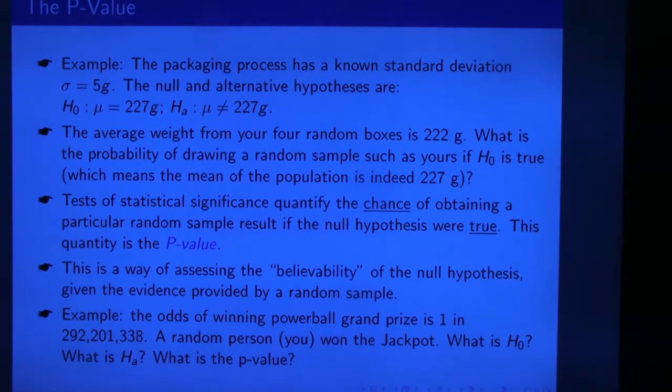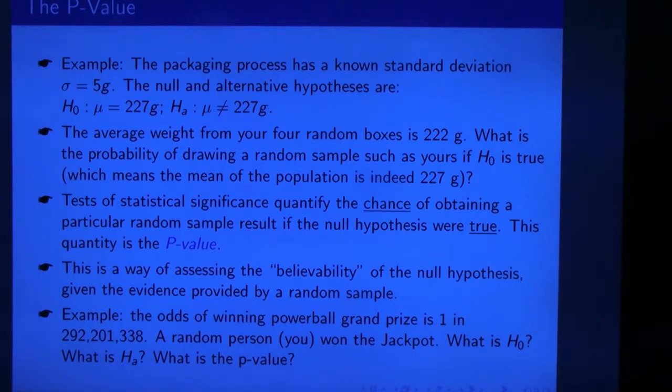In our example, the packaging process has a known standard deviation sigma equals 5 grams. We need to know the population standard deviation. The null and alternative hypotheses are: H0 is mu equals 227, and HA is mu is not equal to 227.